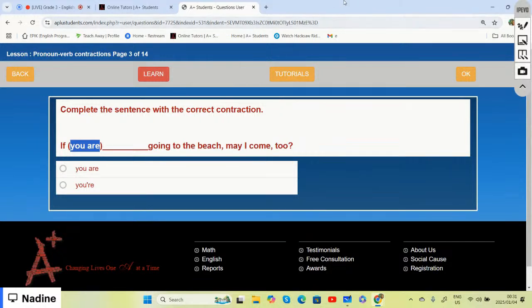So if you are going to the beach, may I come too? So you are, we need to find the shortened version or the contraction of you are. Is it the first option, which is you are, or the second option, which is you're? And if we were to choose the correct option, then yes, the contraction of you are, well done, is option two, which is you're. Well done.